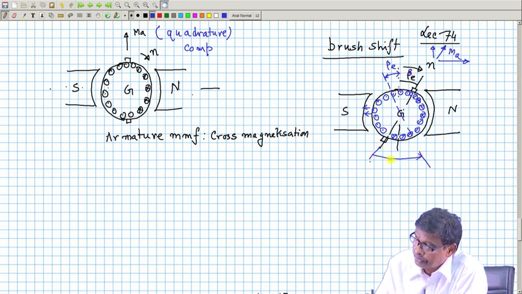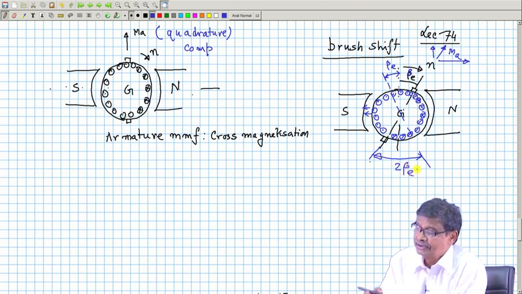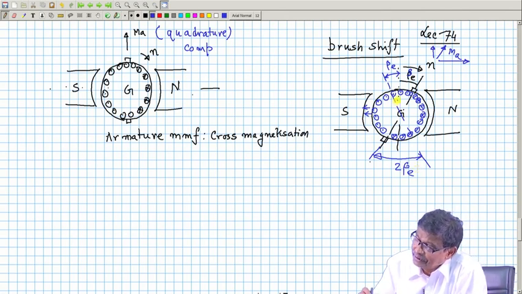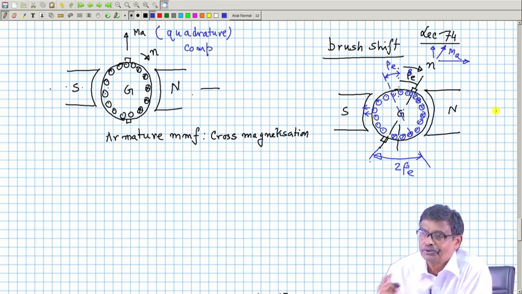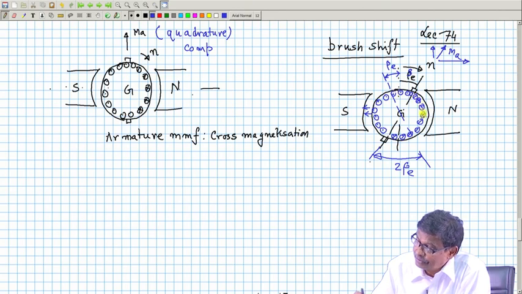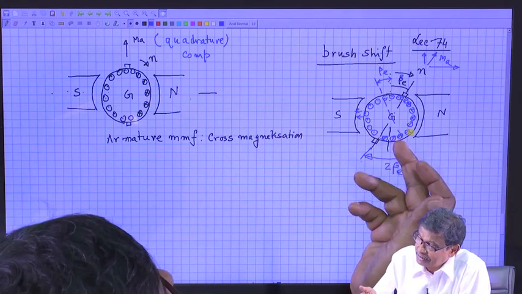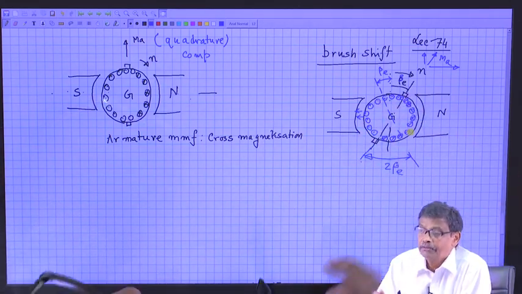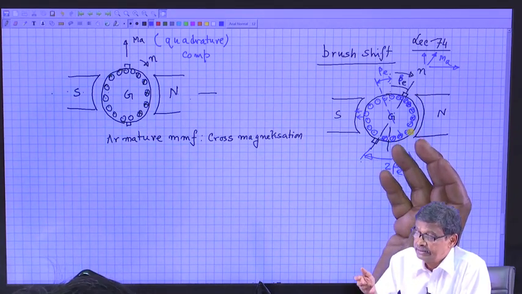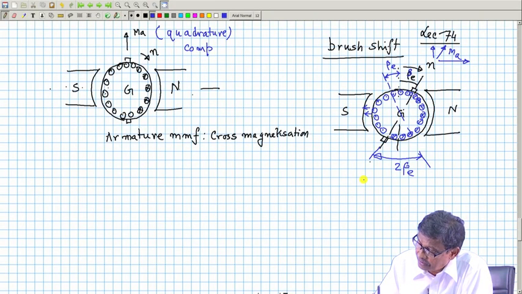So that this angle will become 2 beta E, and people then say that the conductors in this 2 beta E and in this 2 beta E will give you the direct axis ampere turns produced by the armature. Forget about this one. These conductors and these conductors, cross cross cross, dot dot dot, spanning 2 beta E here and 2 beta E here. What is the direction of the flux? Horizontal. So, by considering this group of conductors, I will be able to calculate how much is the demagnetizing ampere turns.